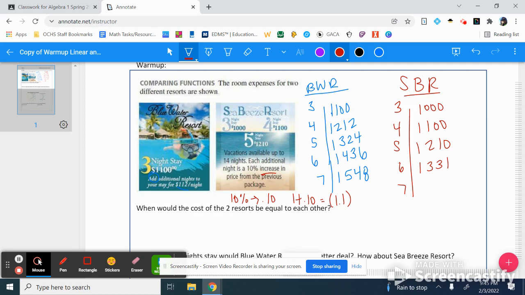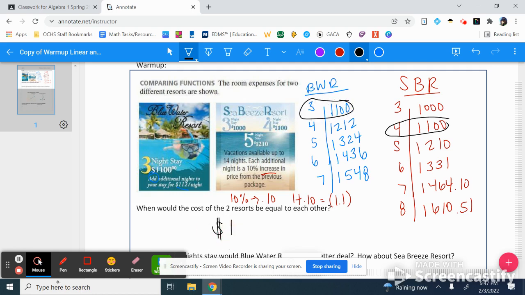I multiply that by 1.1. I get $1,464.10. And then I multiply that by 1.1. And on night 8, it will cost me $1,610.51. So if we look at our questions, it says, when would the cost of the two resorts be equal to each other? Well, I can see here that is at $1,100. So the price is the same at $1,100, but remember, I'm only getting 3 nights at the Blue Water Resort for that price, and I'm getting 4 nights at the Sea Breeze Resort.